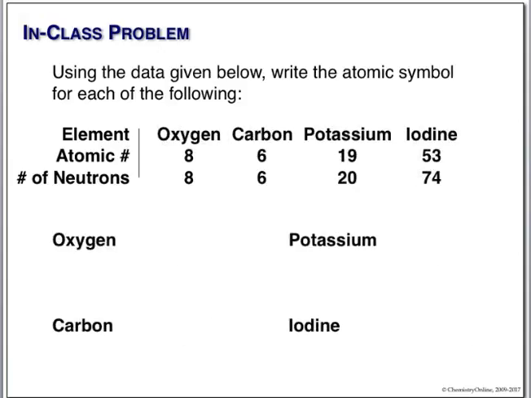Go ahead and do these, and I'll hush for 30 seconds or so. Let you just jot them down. Our symbols, in case you don't remember, oxygen is O, potassium is P, carbon is C, and iodine is I.